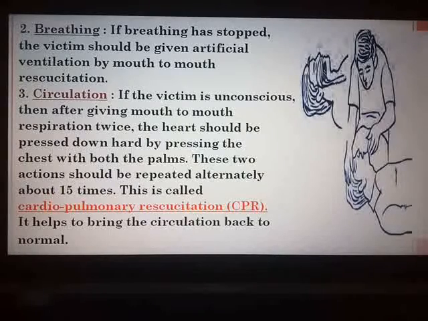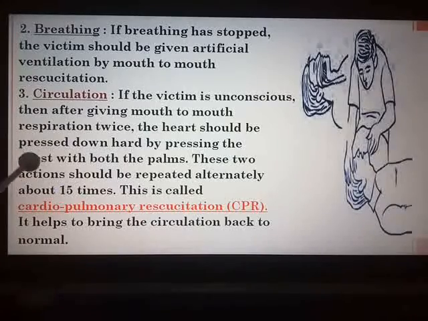This technique you should know. And if you know it in a very proper way, then only you should try it on the victim. Otherwise, the victim's life can also be lost. So do not try any type of technique which you do not know.